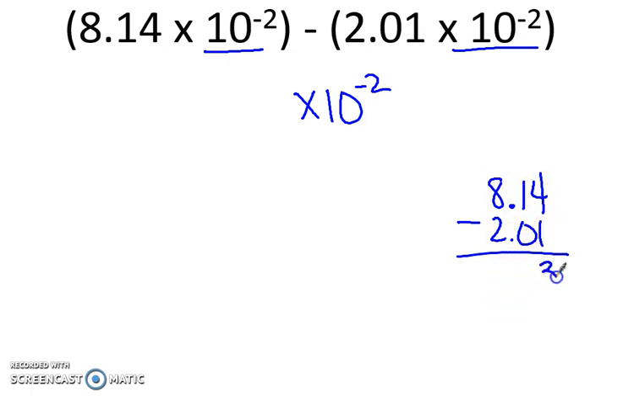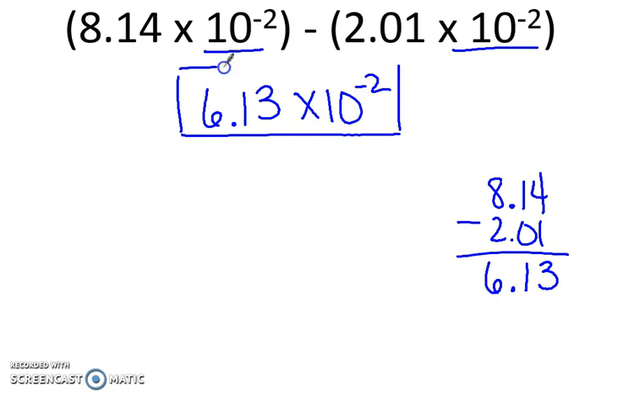4 minus 1 is 3, it's 1, that's 6. Answer has a lined up decimal point. So our answer already has one number in front of the decimal, so we can just write it, and that is our answer. 6.13 times 10 to the negative 2.